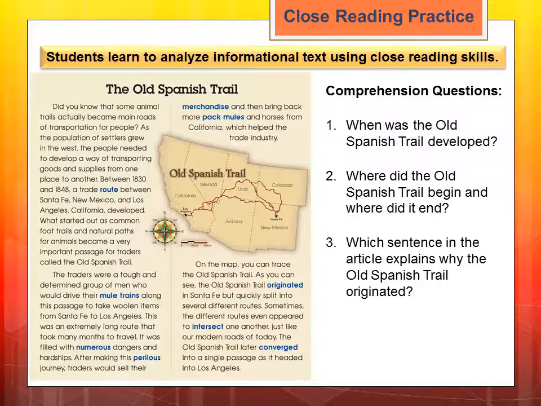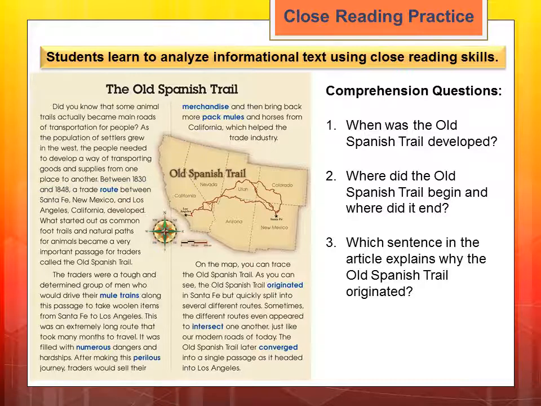They would first of all read the Old Spanish Trail. And then after reading it once or twice, or maybe even 3 times, the teacher would begin asking questions such as these. When was the Old Spanish Trail developed? Next, they would go back to the text and search for evidence to explain their answer.